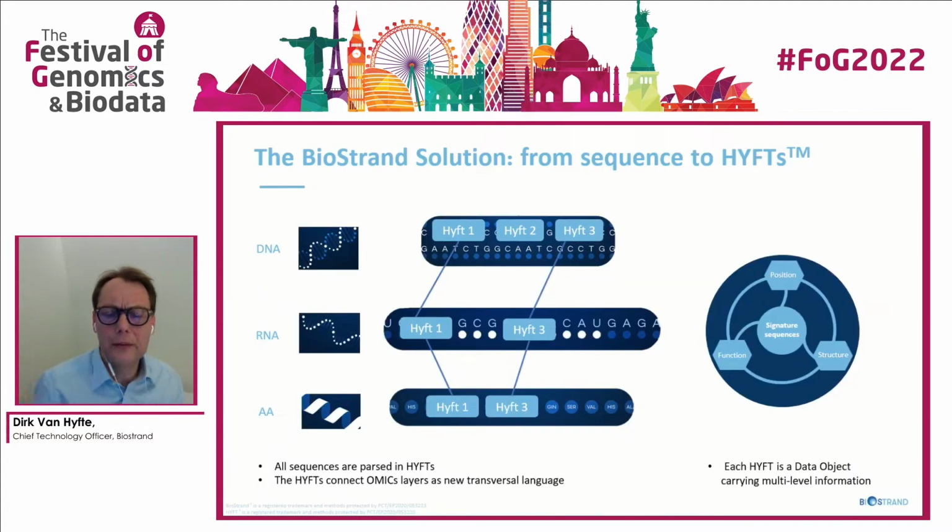And so at BioStrand, we made a discovery. We found very specific signatures, subsequences, that contain very specific information about the structure, the function, and the position of sequences at the different omics layers. So they are a kind of intermediate layer between the DNA, RNA, and amino acids. They can be seen as very rich data objects, and in a certain way are a kind of transversal language that glues all these layers together.